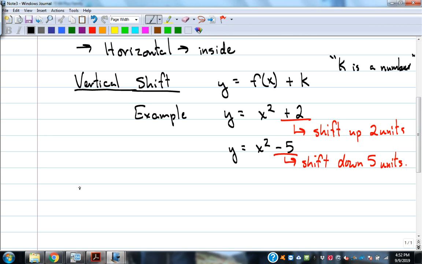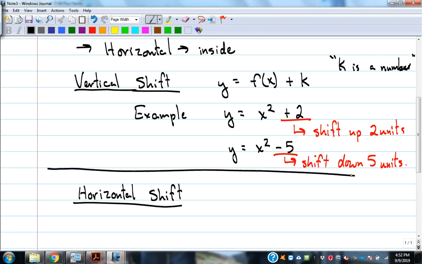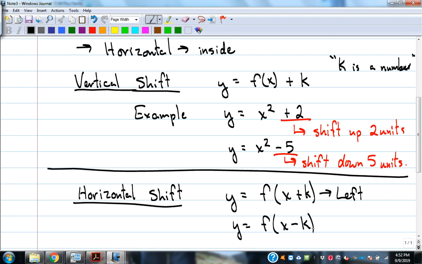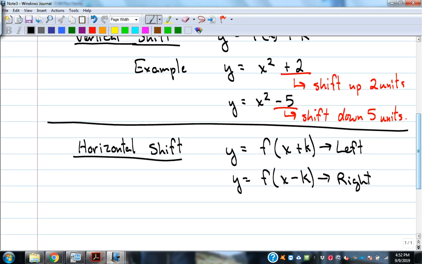If we take a horizontal shift, okay, a horizontal shift happens on the inside. So what that does is you have x plus k on the inside. That's going to move left. And if you have x minus k on the inside, that's going to move right. Okay, it's the opposite on the inside. If it's a plus, you're going to go left. If it's a minus, you're going to go right. It's kind of weird like that.